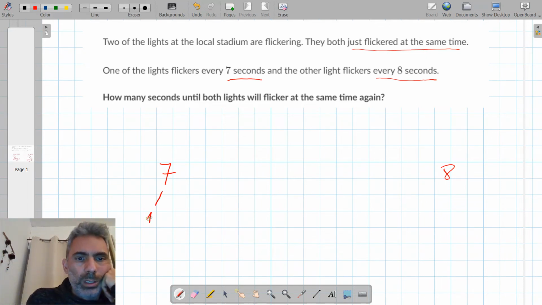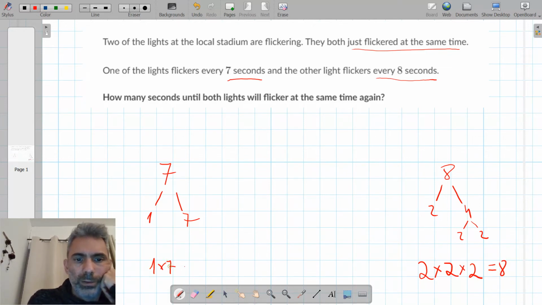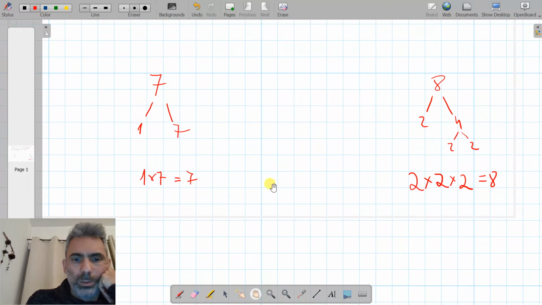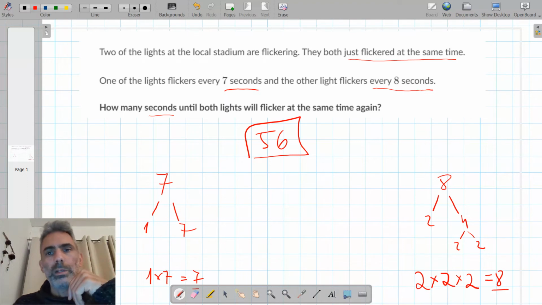So 7 is 1 and 7, 8 is 2 and 4, and 4 is 2 and 2. So 8 is 2 times 2 times 2. This is 8. And this is 1 times 7. There's nothing in common here. So we need to multiply essentially 7 times 8. 7 times 8 is 56. So 56 is the answer. It will take 56 seconds until both lights will flicker at the same time again.